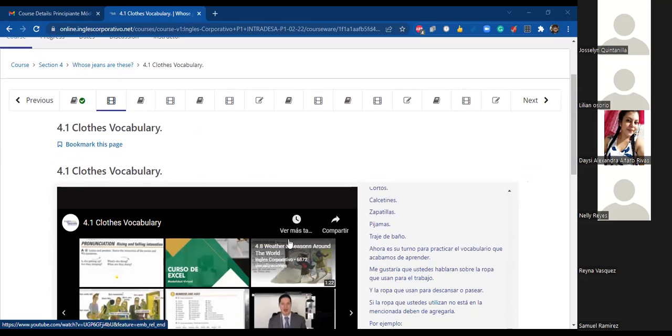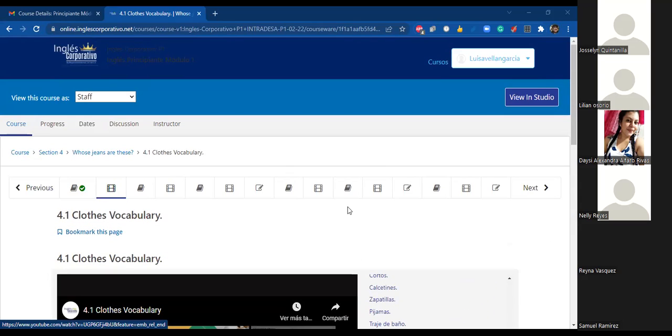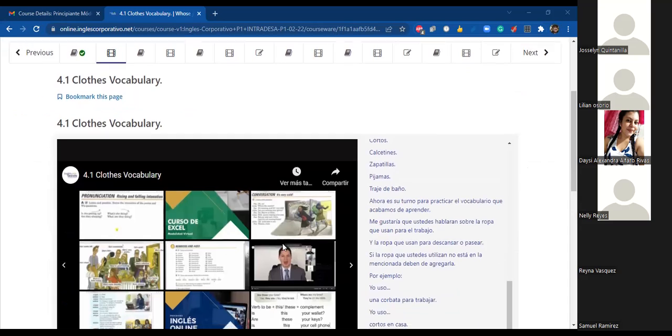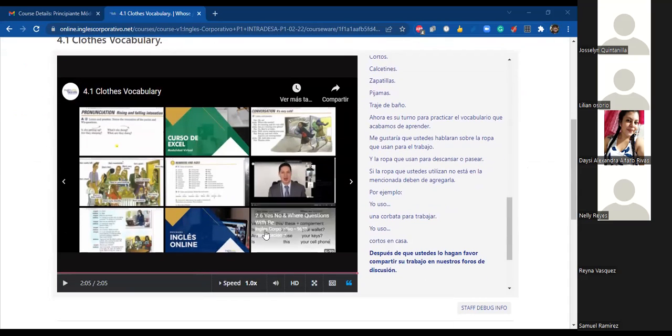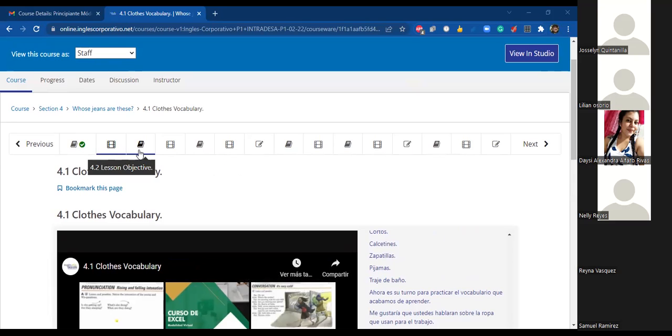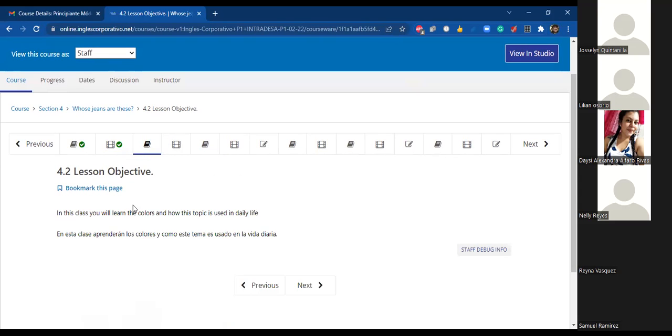Good people. Okay, so remember, this is, for example, to tell people what you wear at home and what you wear at work. Remember that at work is formal. At work, I wear a comfortable pair of shoes. I wear a blouse and I wear a skirt and I wear glasses. Okay, good, Adela, good, good, fine. Then, this is, for example, what they have for this one. It says, in this class, you will learn the colors and how this topic is used in daily life.